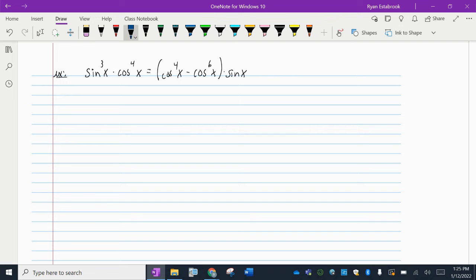Let's work on the right then. So the right side is where we're going to do our work. Try to make it look like the left. How are we going to do this?